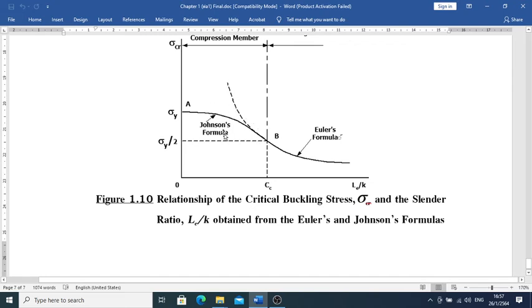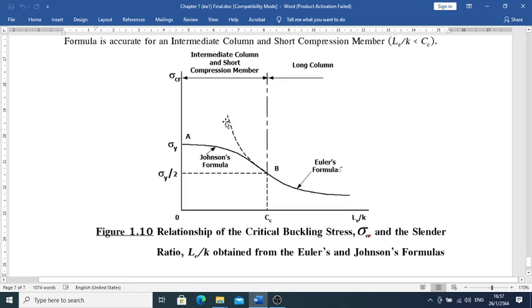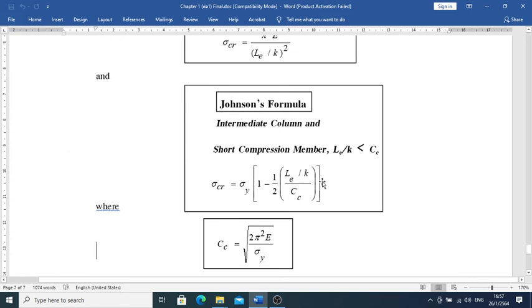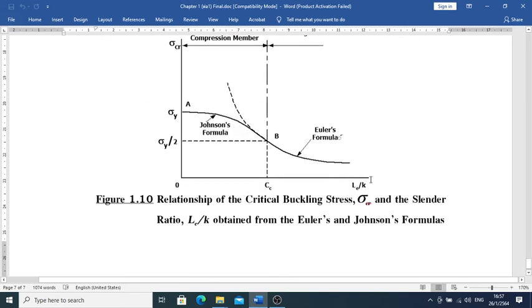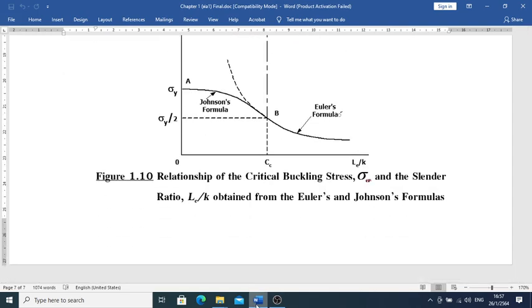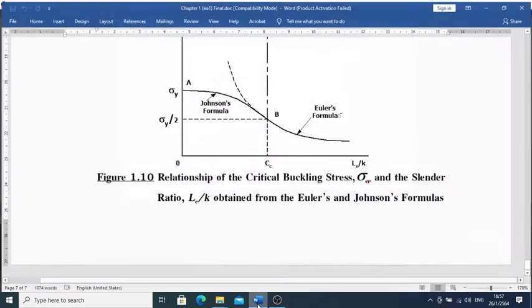You have to be careful here. If we have a short member, we can apply Johnson, and we can write that sigma sub CR is approximately the same as F over A. For Johnson, sigma sub CR is estimated to be F over A. Sometimes they are very nearly equal to each other. So this is the theory we need to cover.